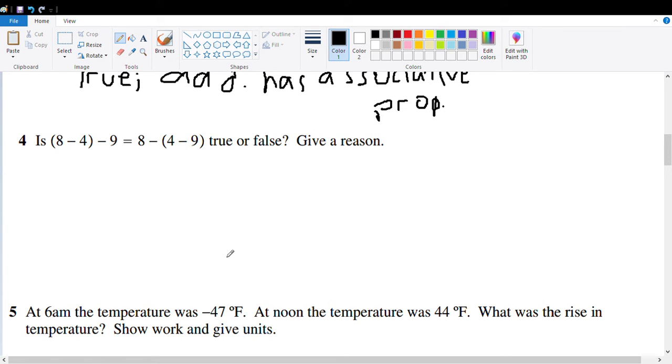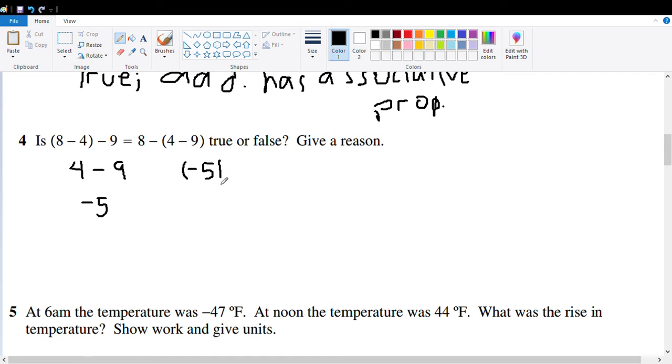Again, you might be tempted to just say true and subtraction has associative property, but you should not do it. What you should do is try solving it. 8 minus 4 is 4. 4 minus 9 should give you guys one number, negative 5. Now let's move on to the next one. 4 minus 9 is negative 5.